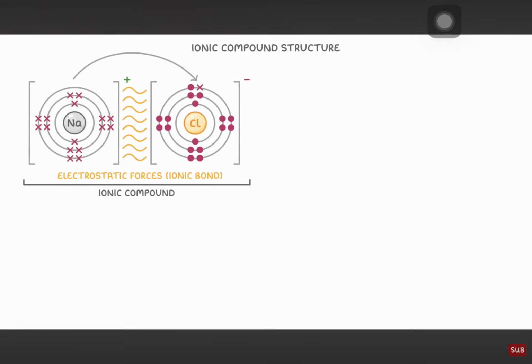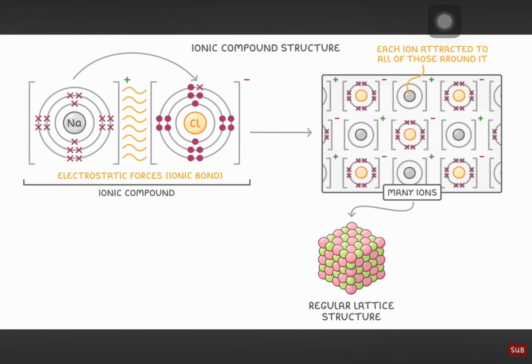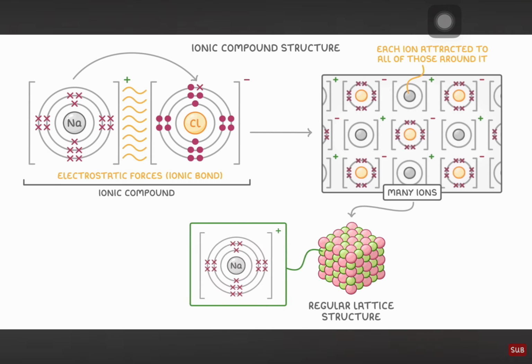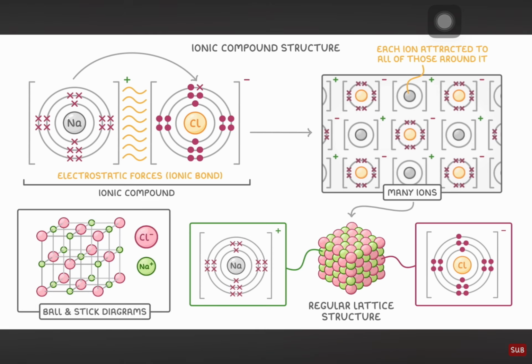In real life though, ionic compounds generally involve tons of ions, not just a couple like we showed at first. And the positive and negative ions alternate, so that each ion is attracted to all of those around it. And as this happens in all directions, it would actually form three-dimensional structures that we call regular lattice structures. So in our drawing here, the green ions represent the positive sodium ions, and the red ones are the negative chloride ions. We can also represent these ionic compounds with ball and stick diagrams, where we show the different ions and put lines between them to represent the ionic bonds.